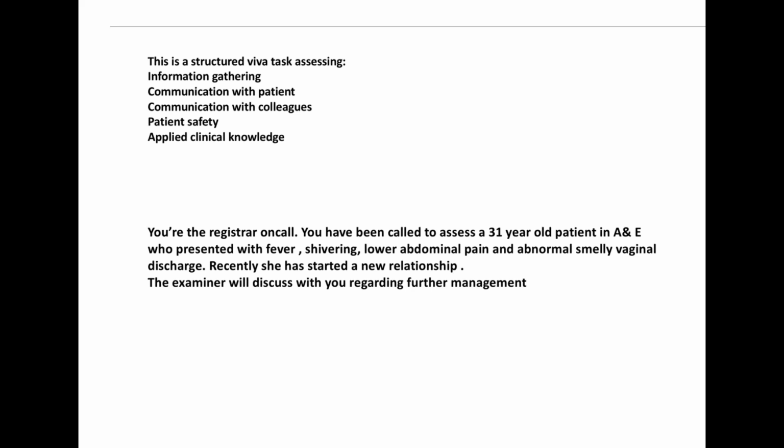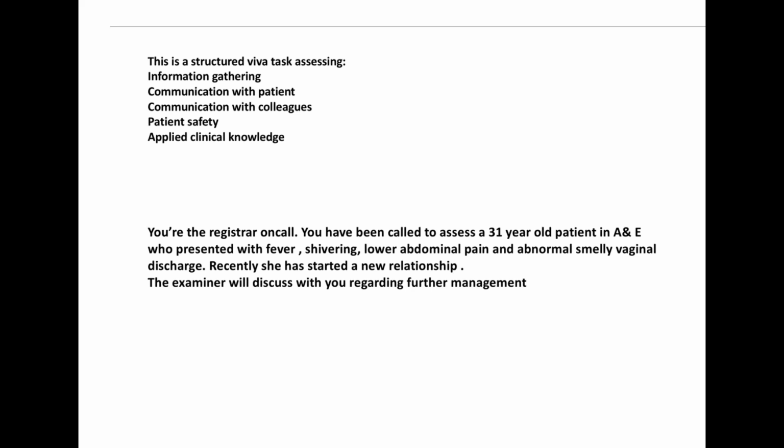Whether she has any problems with intercourse, whether this discharge is coming in relation to intercourse or it's just there, whether she has any postcoital bleeding, whether she has any severe pain, dyspareunia, because we also need to exclude endometriosis. So this is the gynae history.